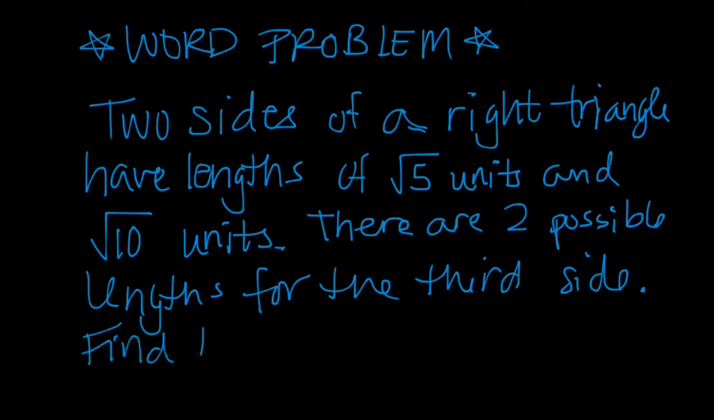Find both lengths. Okay, I want you to think about this for a minute. There are two sides of a right triangle that have lengths of square root of 5 units and square root of 10 units. There are two possible lengths for the third side. Find both.